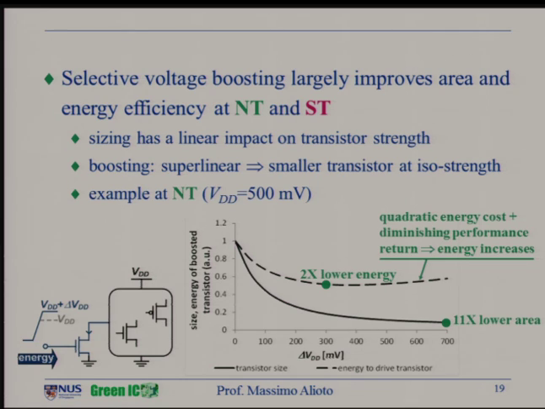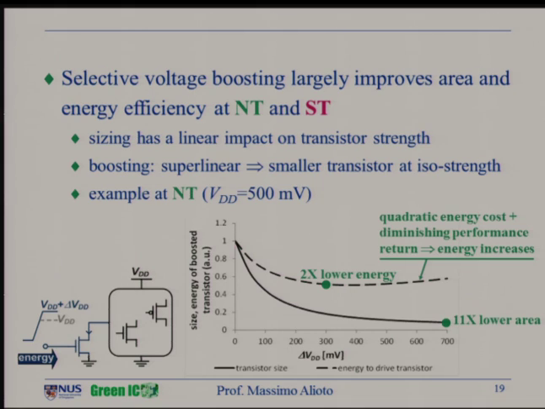So it means that at iso strength, I can raise the voltage a little bit and reduce superlinearly the size of the transistor. This justifies why the area of this transistor is decreasing pretty fast. So we are improving the area efficiency quite a bit through voltage boosting. And in the end, if we push on the voltage boosting as much as allowed by the technology, we can get basically an order of magnitude reduction in area of this transistor, which is pretty remarkable.